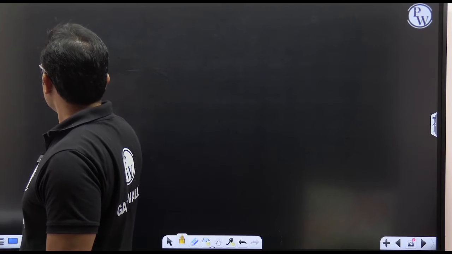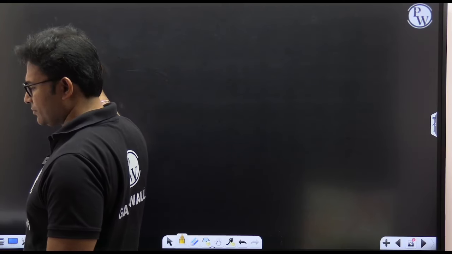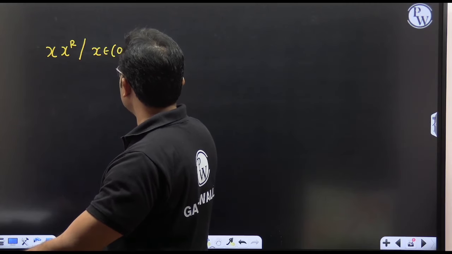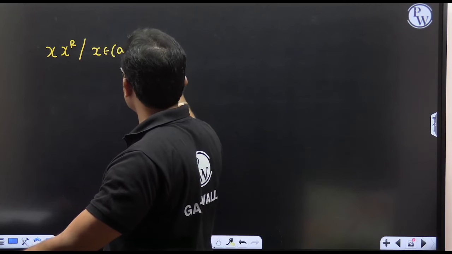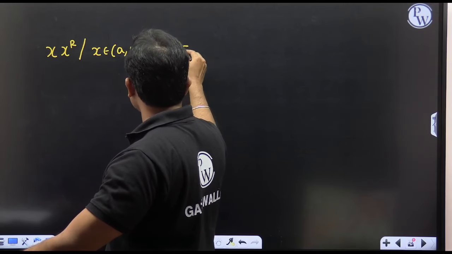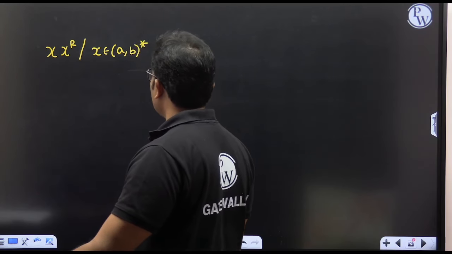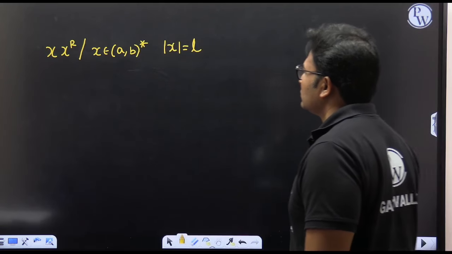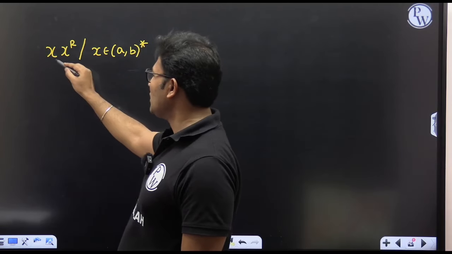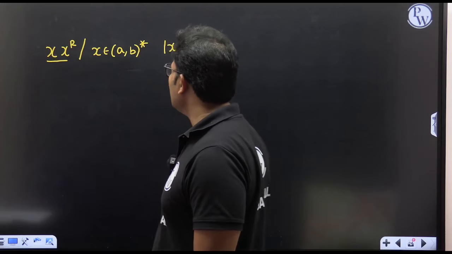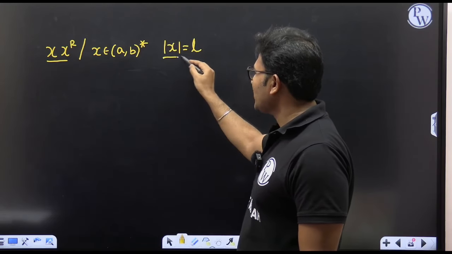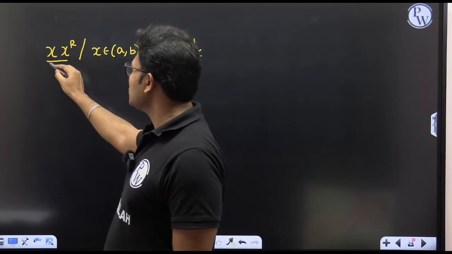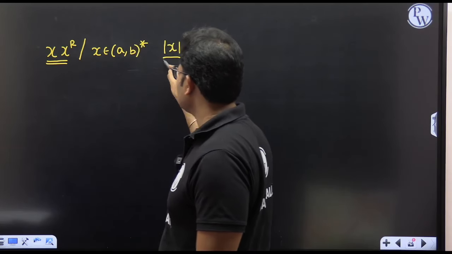X X power R such that X belongs to {A, B} star and mod X equal to L. Which means this is the set of all even length palindromes with a limitation that the length of X is always L. The total length is what? 2L.